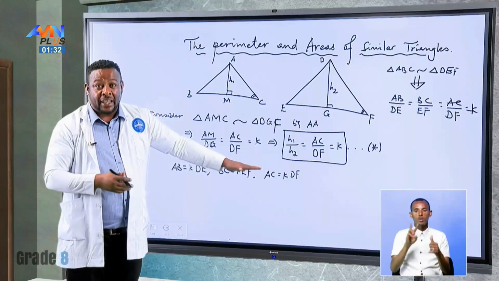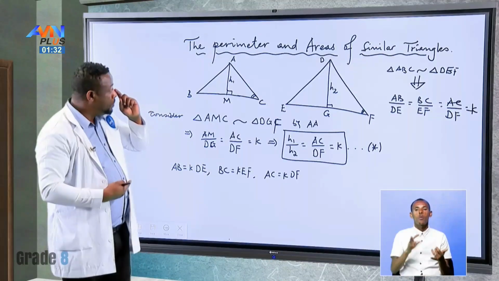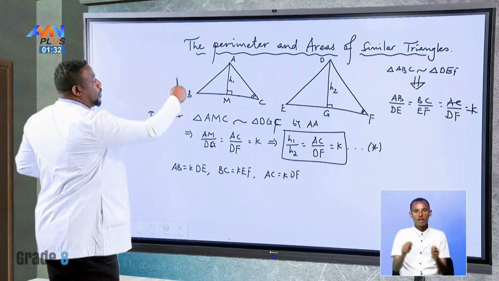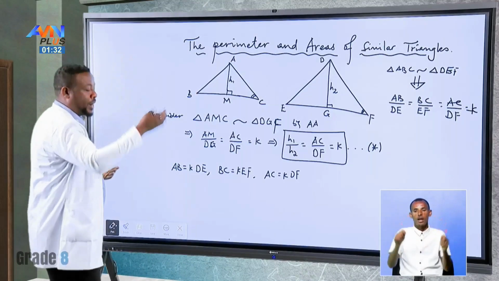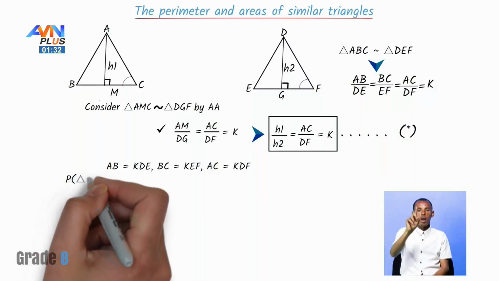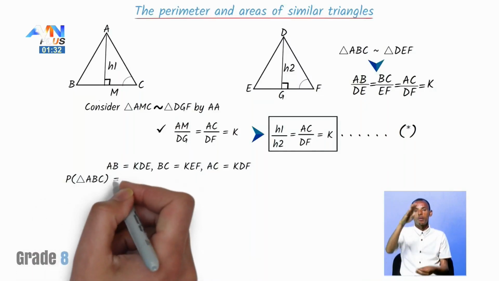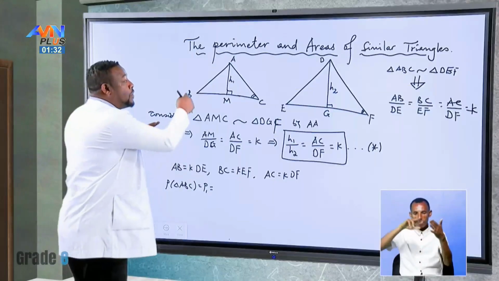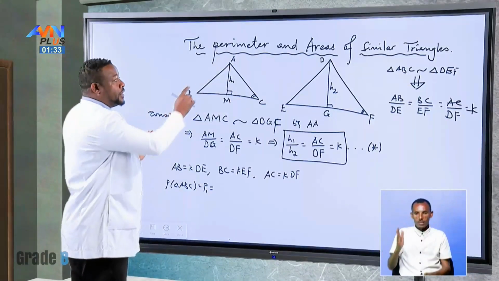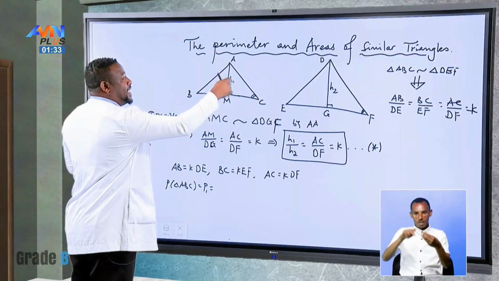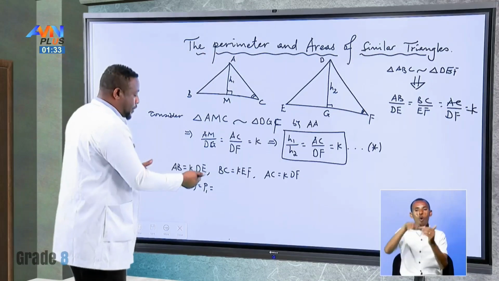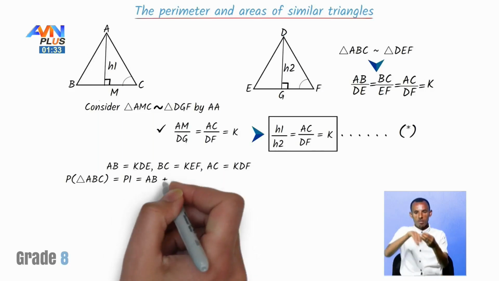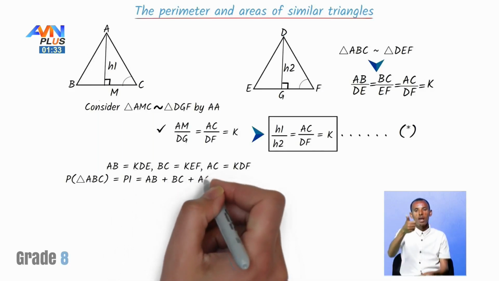Once we have this, now we can create a relationship between the perimeter of these two triangles. Let's say the perimeter of triangle ABC is P1, okay? Perimeter means the sum of all the sides, right? The perimeter of ABC means the sum of the sides. So P1 is AB plus BC plus AC, okay?